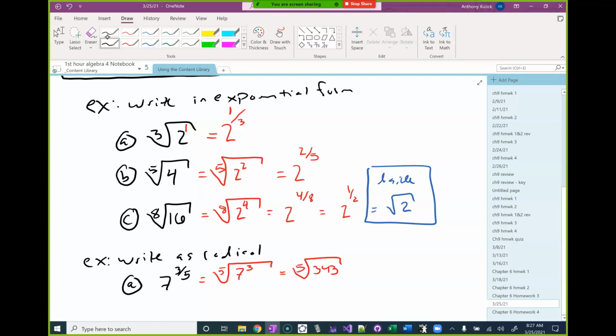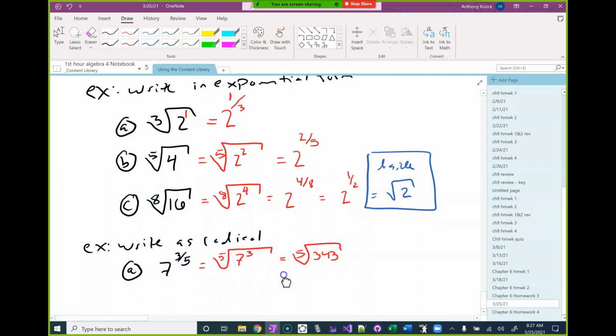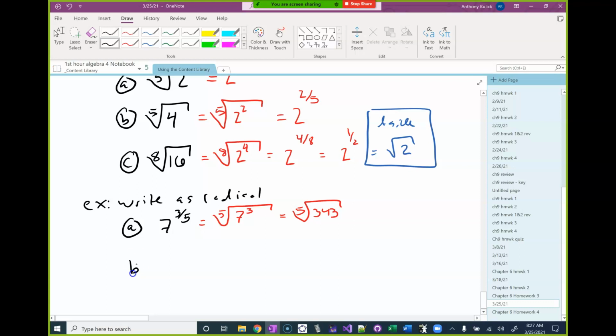So let's say we have 2 to the 5/9. Again, the denominator in the exponent tells me the index of our radical, so this is a 9th root. And then the numerator in our exponent tells us the exponent underneath our radical.